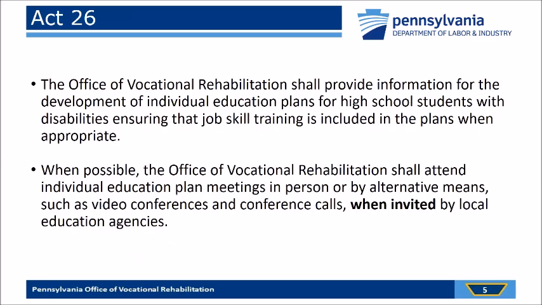We also see IEP meetings mentioned in state law. So when looking at PA's Act 26, we see that the Office of Vocational Rehabilitation should provide information for the development of IEPs for high school students with disabilities, ensuring that job skills training is included in the plans when appropriate. When possible, OVR should attend these meetings in person or by alternative means, such as a video conference or a conference call. And again, we see when invited by local education agencies. So that's really a key piece, is that OVR first has to be invited to the IEP meeting in order for us to attend.